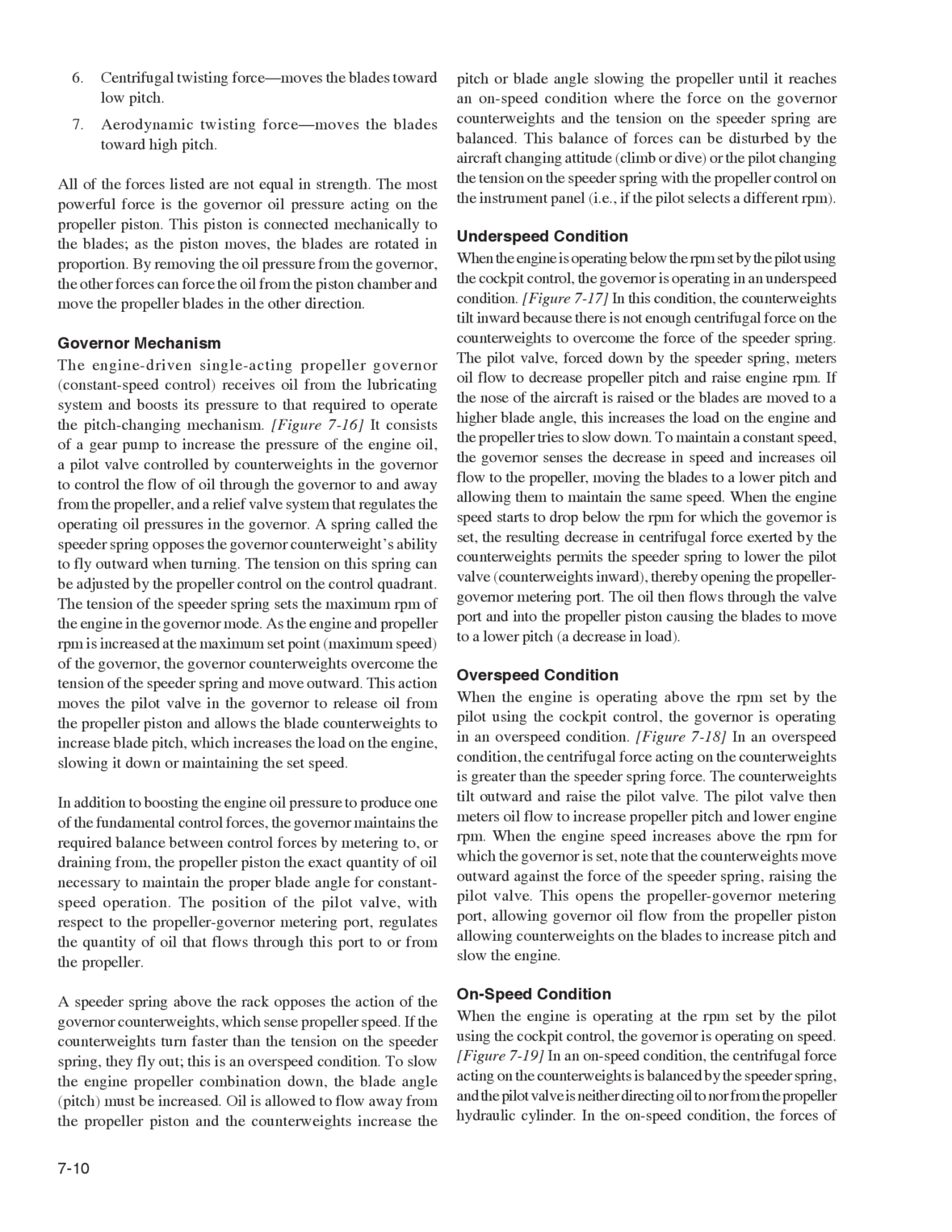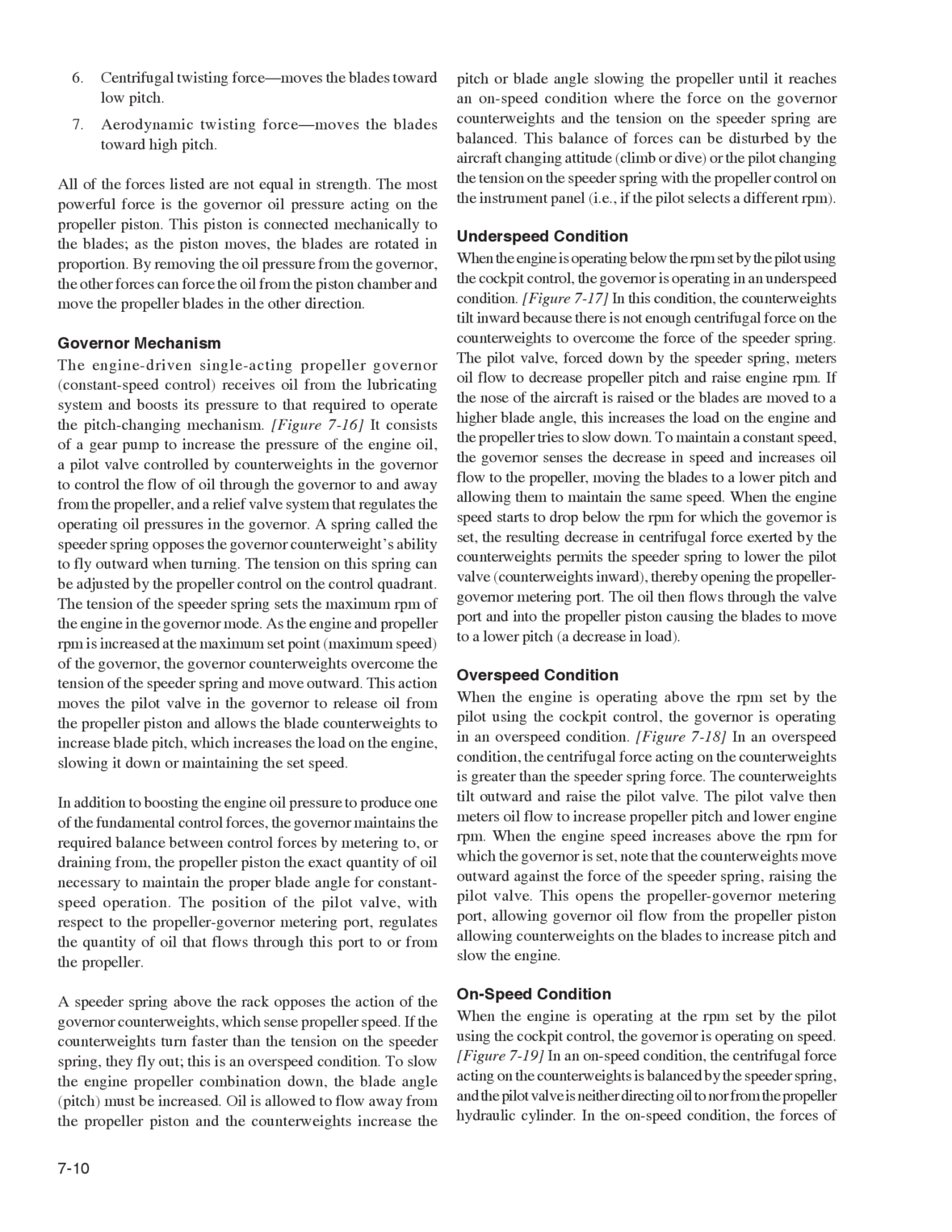Figure 7.16, it consists of a gear pump to increase the pressure of the engine oil, a pilot valve controlled by counterweights and the governor to control the flow of oil through the governor to and away from the propeller, and a relief valve system that regulates the operating oil pressures in the governor. A spring called the speeder spring opposes the governor counterweight's ability to fly outward when turning.